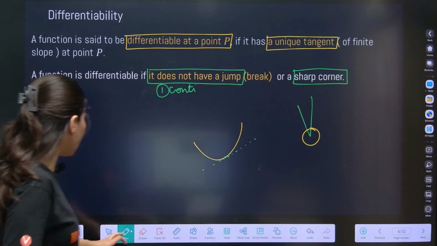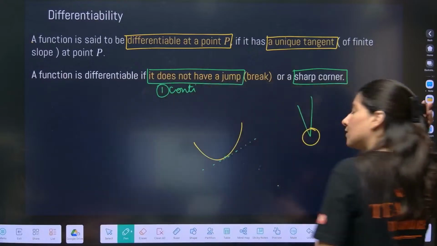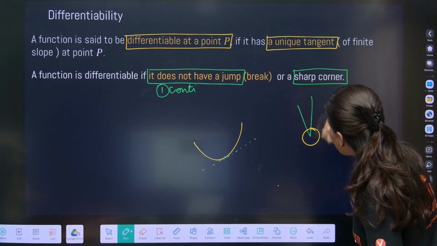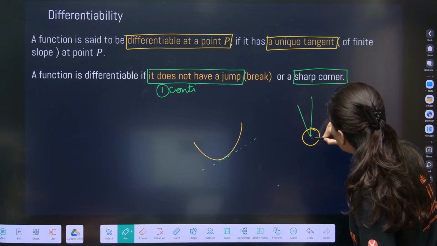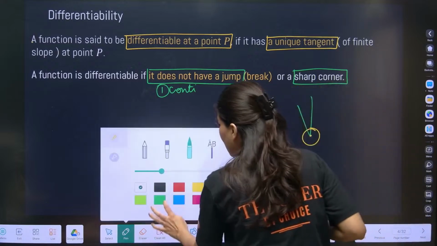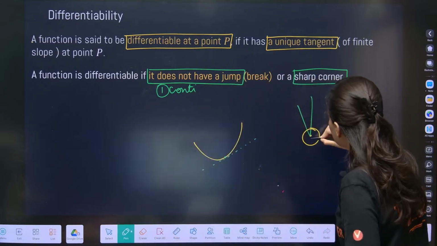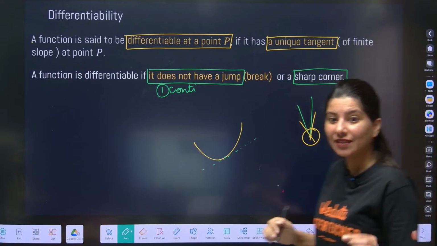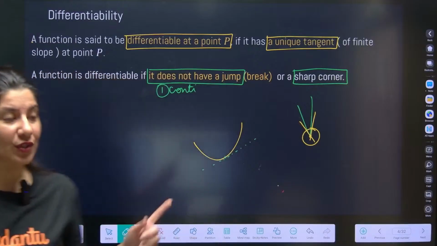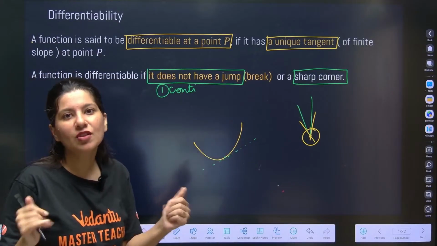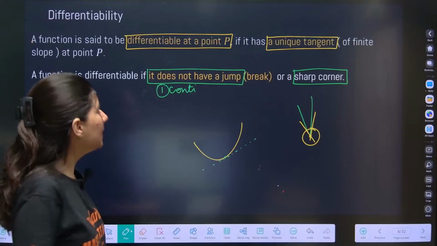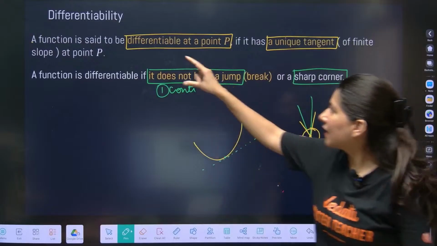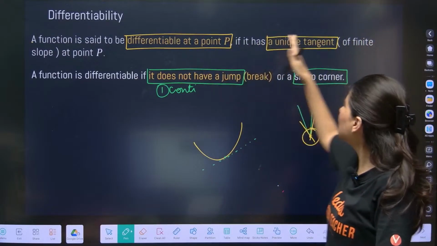Why is it not differentiable? Because see, understand. The moment you see a sharp corner, what will happen? You will try to draw a tangent on this point, and you will realize that you can actually draw two tangents at this point. One is this and another is this. So at one point, a unique tangent you cannot draw. If a unique tangent you cannot draw, what does that mean? Non-differentiable. So basically, this you can see is a mathematical definition. Mathematical definition that at every point a unique tangent should be there.